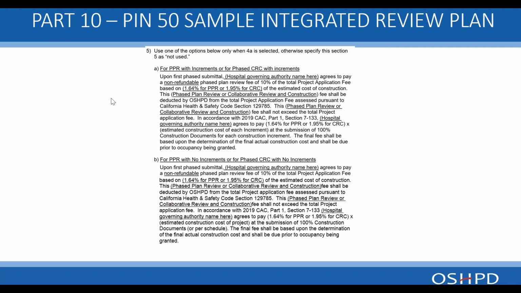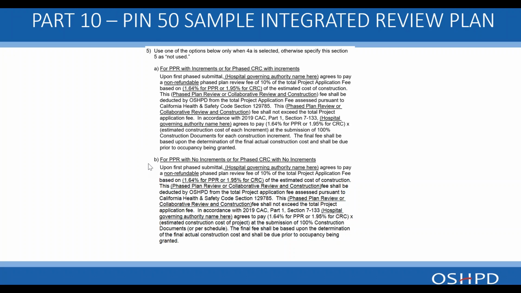So for phased review with increments or phased collaborative review with increments, you would use this, which basically requires a 10% fee, non-refundable fee upon submittal of the first segment, and then 1.64 or 1.95, depending on its PPR or CRC, based on the cost of each increment, as 100% CD or implementation documents is submitted for each increment.